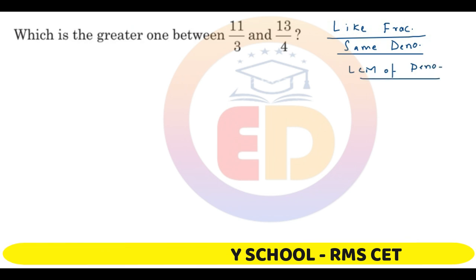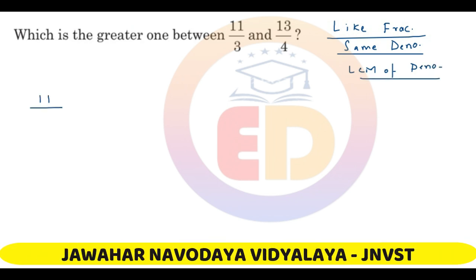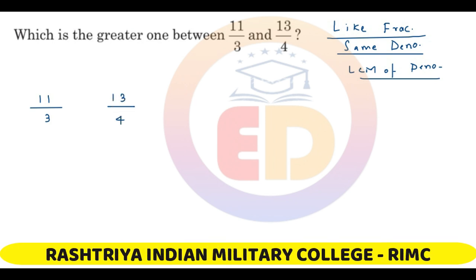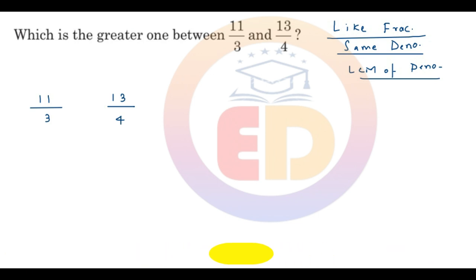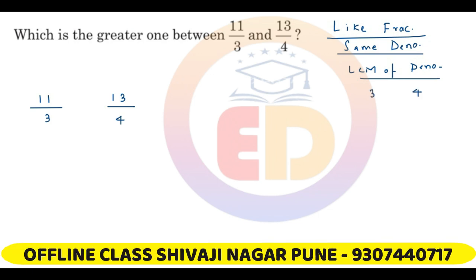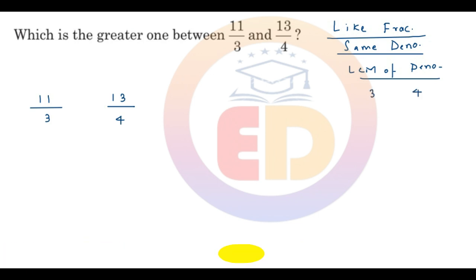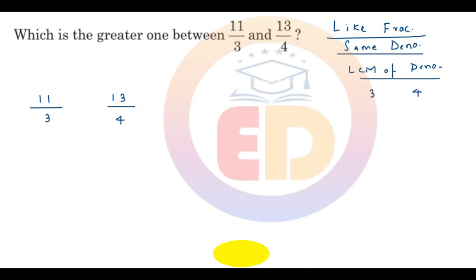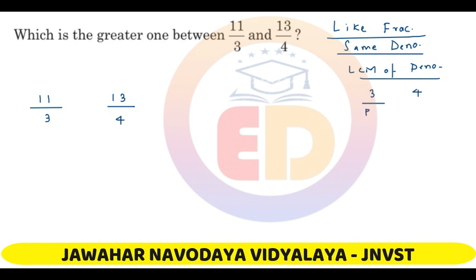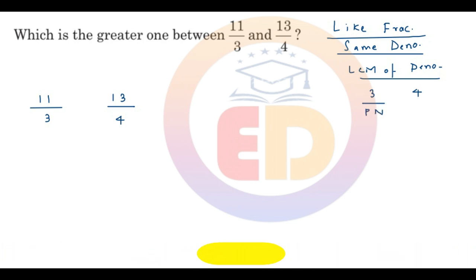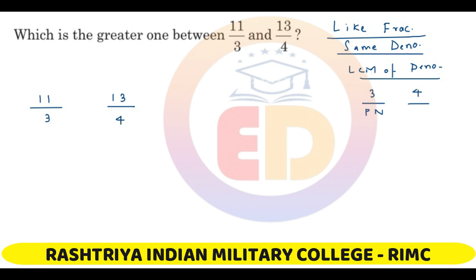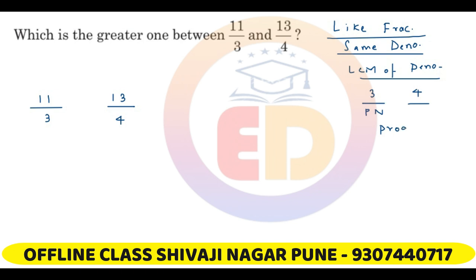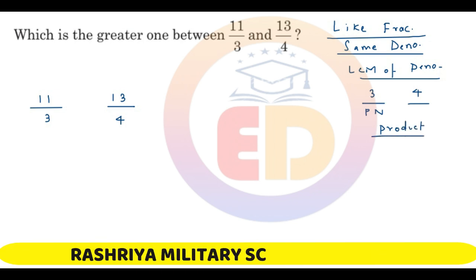Here the two fractions are 11 upon 3 and 13 upon 4. The denominators are 3 and 4. Let's take the LCM of denominators 3 and 4. Now remember, when you are taking the LCM of numbers and one among them is a prime number, like for example 3 is a prime number here, and the other number can be any, prime or composite, then in such cases the LCM of these two numbers will be the product of the two numbers. So LCM of 3 and 4 is 3 into 4, which is 12.